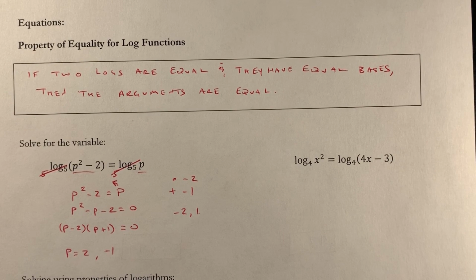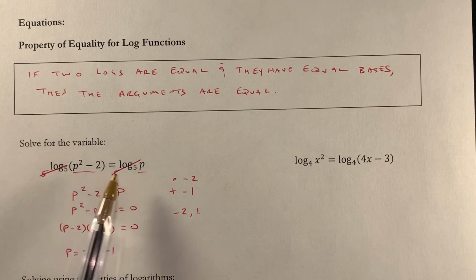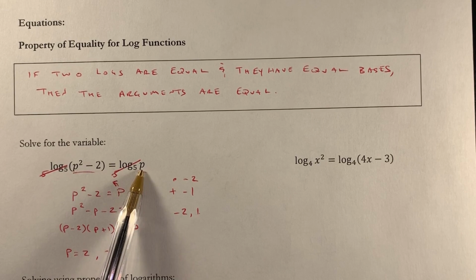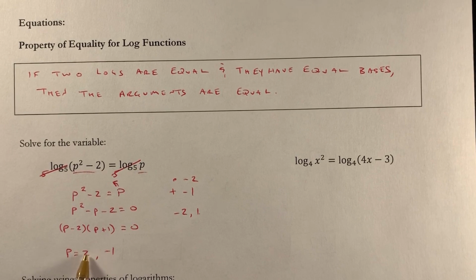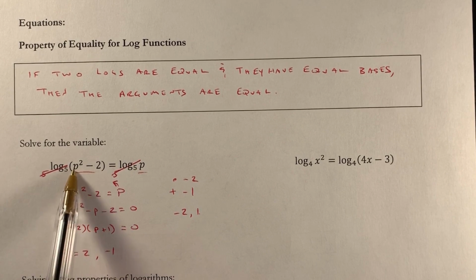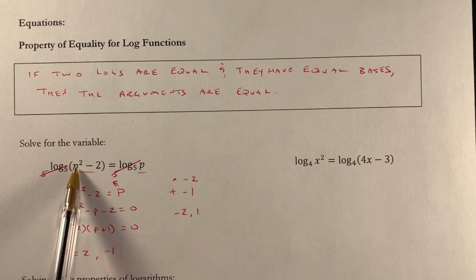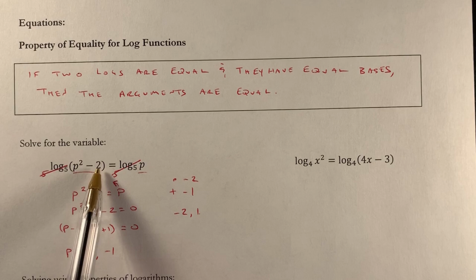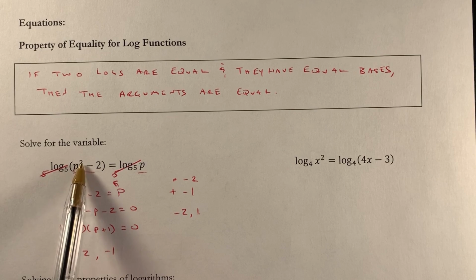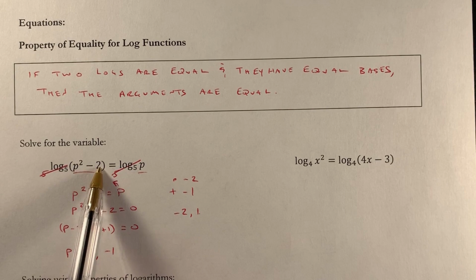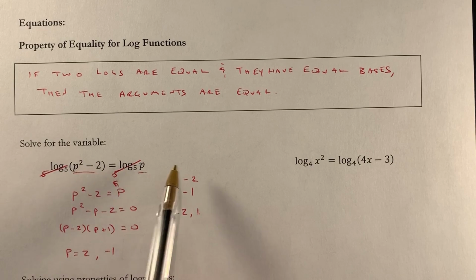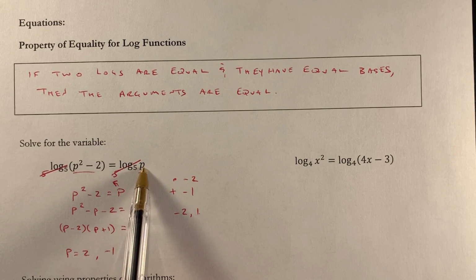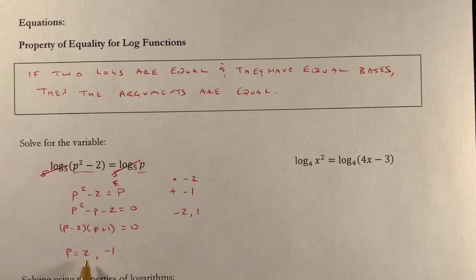Okay, now something I have to look out for is that when I have a positive base, I have to have a positive argument. If I put 2 into this argument, I get 2 squared minus 2. Okay, and 2 squared is 4, minus 2 is 2. So I get a positive argument. If I put a 2 in for this p, I have a positive argument. So this 2 checks out.